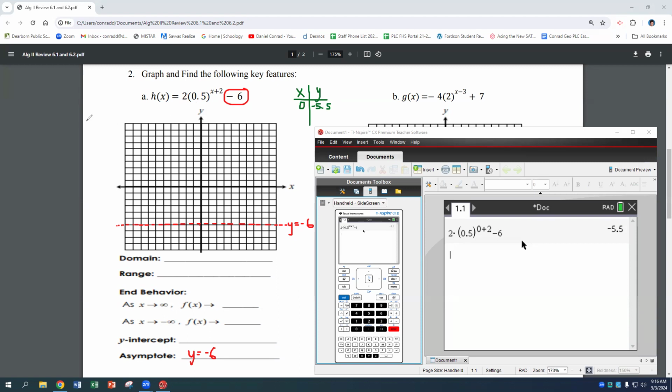Since this is decreasing, I'm going to pick a negative value for x next. So I'm going to highlight it, and instead of 0, I'm going to do, let's say, -2. I get -4. So I also have a point at -2, -4. So I have 0, -5.5. Then I have -2, -4. That's all I really need, but I'm going to put in a couple more numbers just to make sure I'm doing it right. I'm going to put in a -4 maybe.